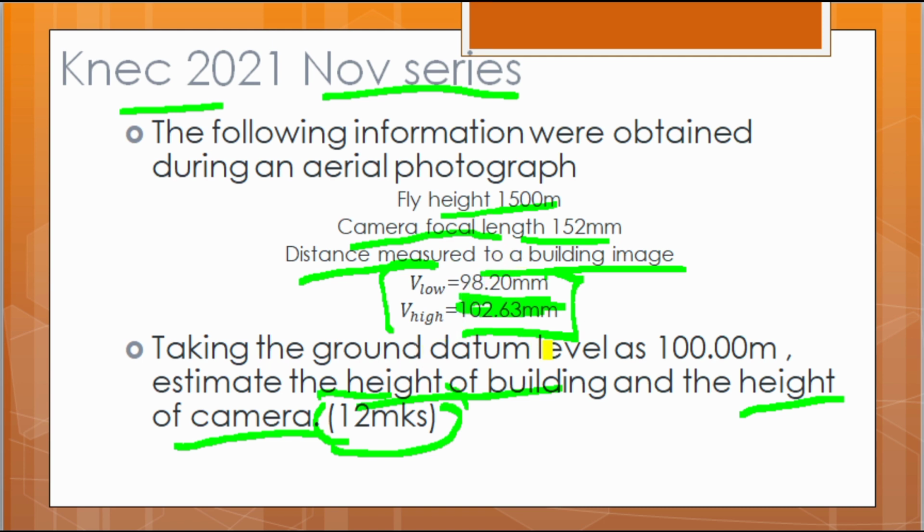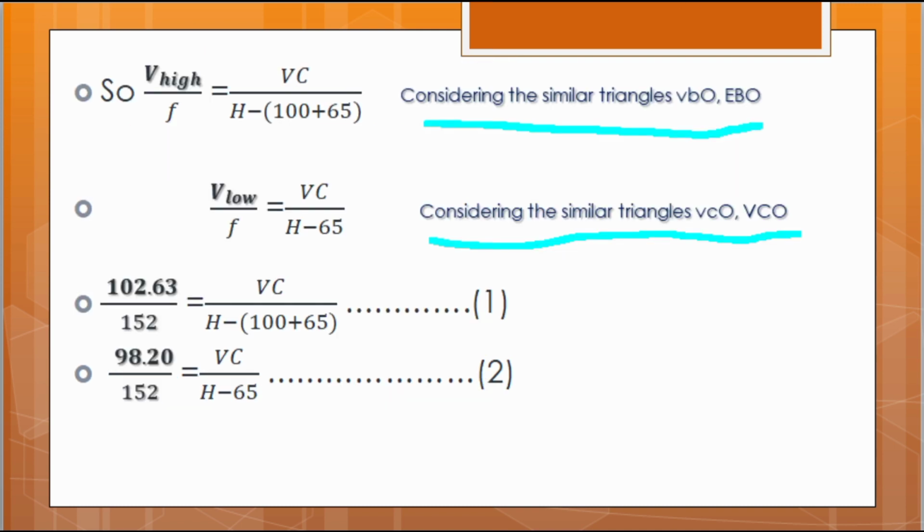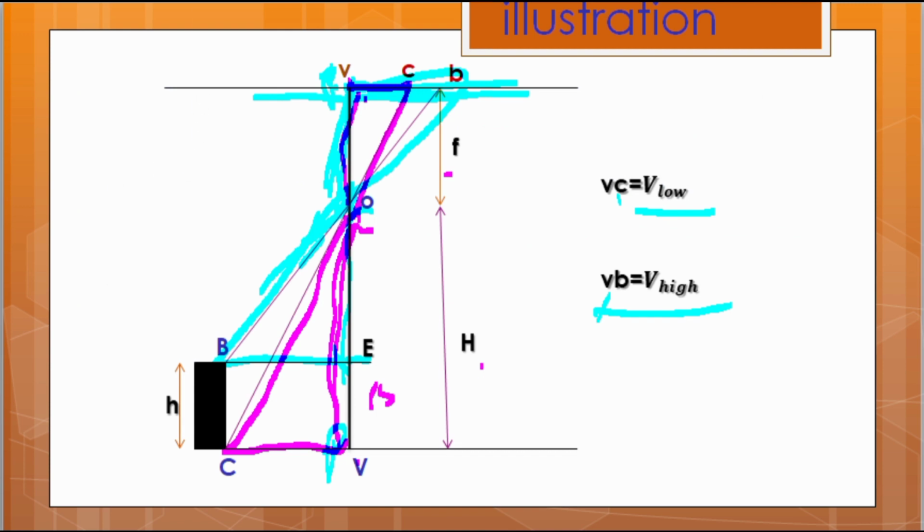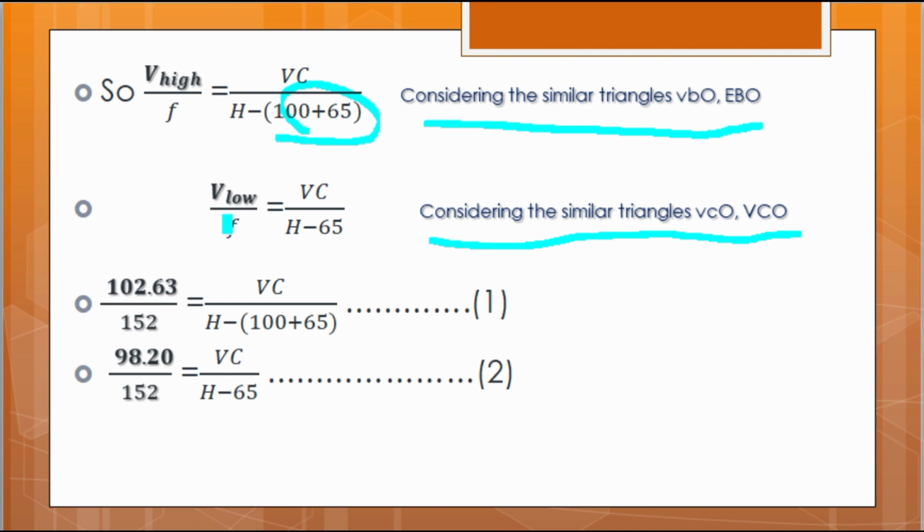So here we are taking the ground datum level as 100 meters. So that was the displacement from the ground. That's where you saw us adding the 100 plus 65. But here in our case, you only subtract the 65 in order for us to have the exact distance that was supposed to be here. So that is the distance that we were comparing in order for us to have the same. So those are the two considerations.